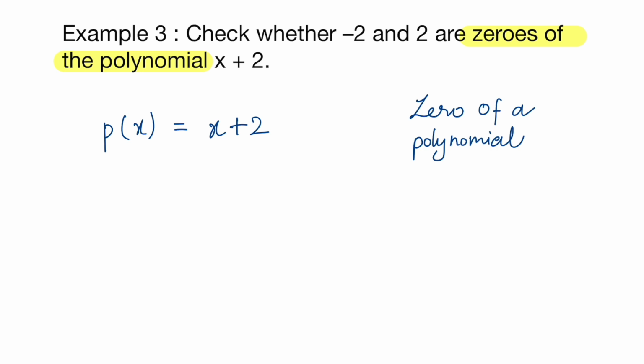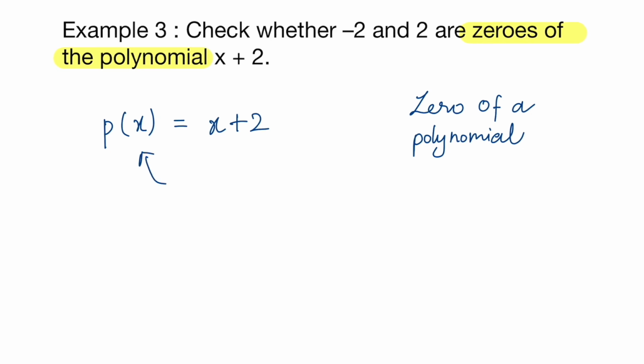Now a zero of this polynomial is that value. If you substitute that value here, we know how to substitute things, we have seen in the previous video. If that value is substituted here, this entire expression or this entire polynomial will become 0. That is how it got the name zeros of the polynomial. If that value is substituted, the expression would have 0 as its value. Now we are given two numbers, minus 2 and 2, and we are going to check if those are zeros of this polynomial.